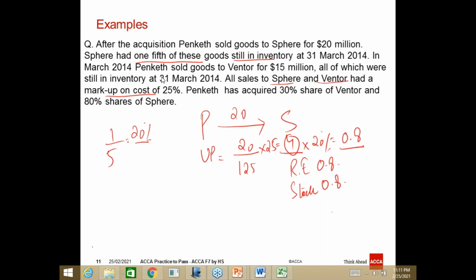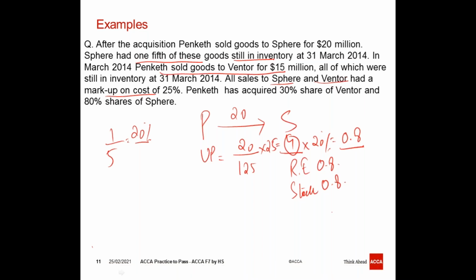Now the next point is Pankit also sold goods to Venture. Means Pankit sold goods to an associate company because it has got 30% shares in Venture for 15 million. And how can we calculate the profit from this 15 million? 15 divided by 125 multiplied by 25. So when I divide 15 by 125 multiplied by 25, we get the value of the profit, which is 3 million.